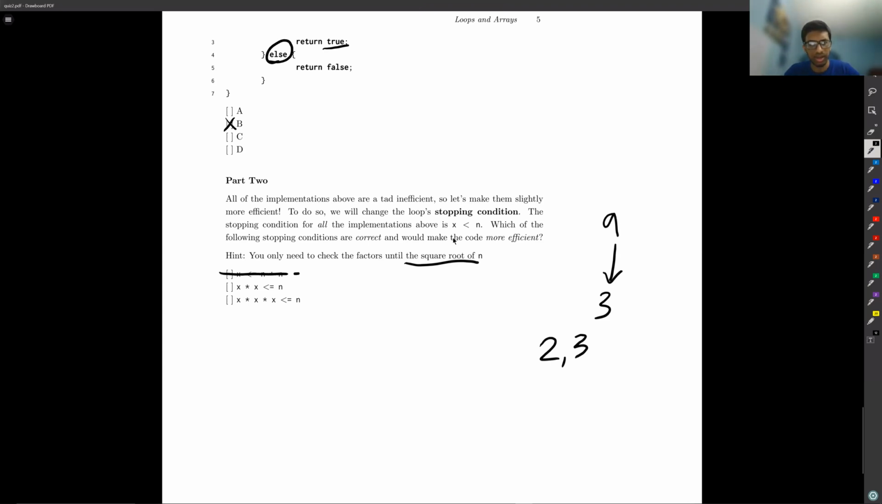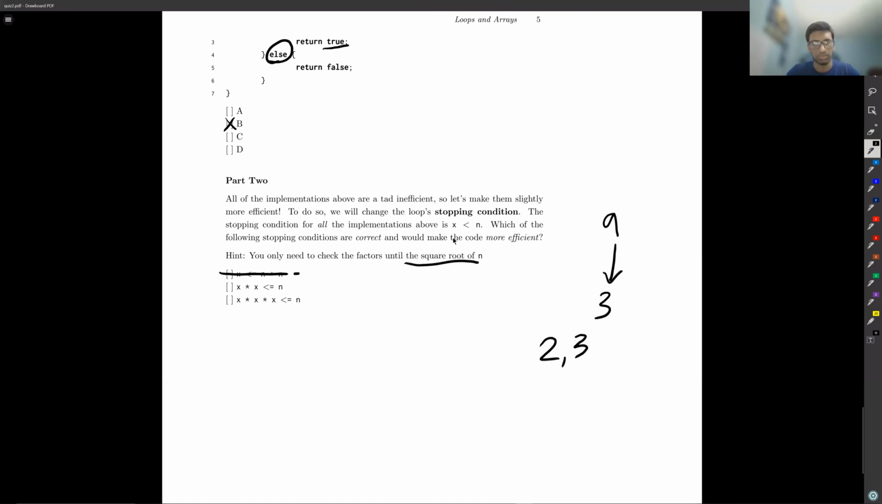Then we have x star x, or x times x, is less than or equal to n. This one looks to be a little bit more plausible because if I have 2 times 2, I know that's less than n, so I can try 2. If I have 3 times 3, I know that's less than or equal to 9, right? It is 9. But if I have 4 times 4, 16 is greater than 9, which doesn't satisfy. So I think that this part is right.